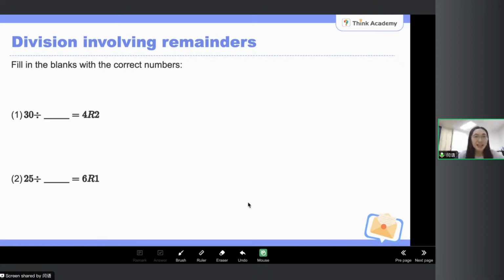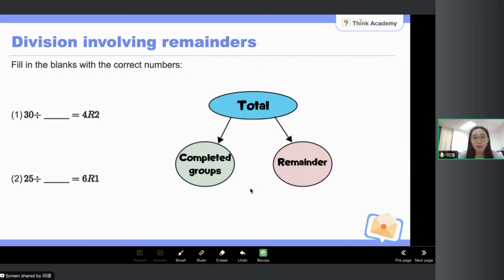Okay, good. Then next one, if I just move my blank. Now you see, 30 divided by something equals 4 remainder 2. 25 divided by something, that is 6 remainder 1. Again, now everyone, you see, we can find the dividend, right? That is the total. If 30 is the total, and then we know that the remainder is 2.